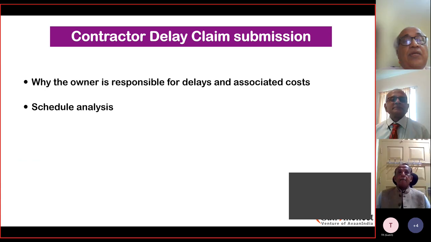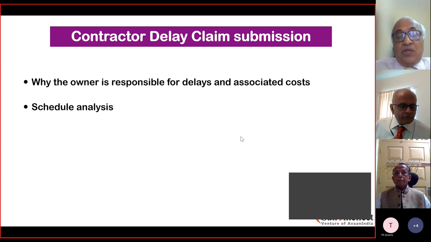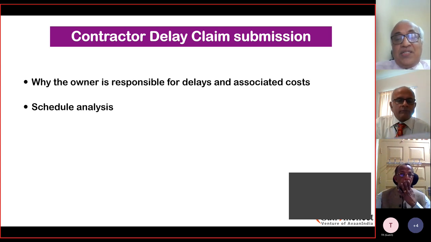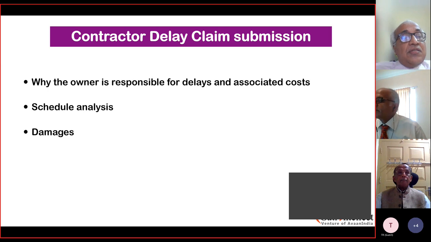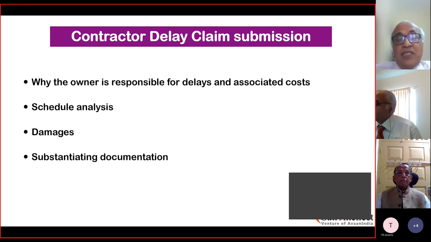So this is how a delay claim will be submitted by the contractor. In the delay claim, he would say why the owner is responsible for the delays and what are the areas where the owner got delayed. He'd submit the schedule analysis on where the delay happened. And then the next point, Professor, is to list out the damages as per the contract.